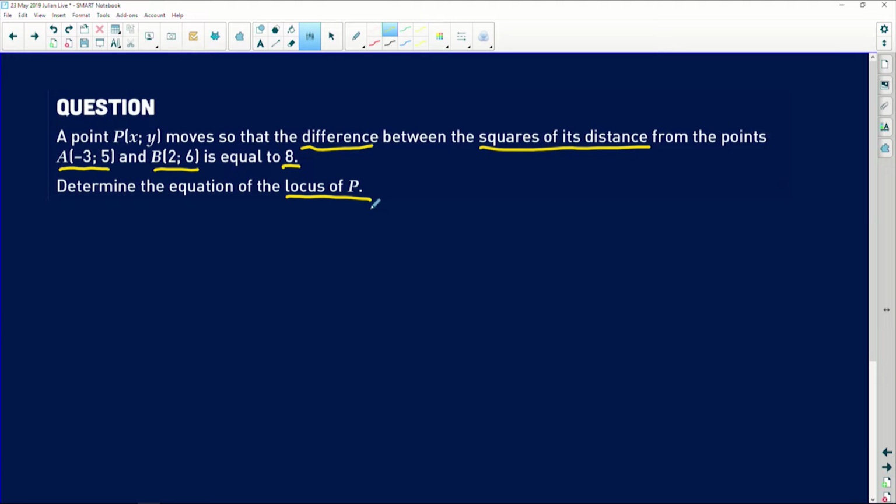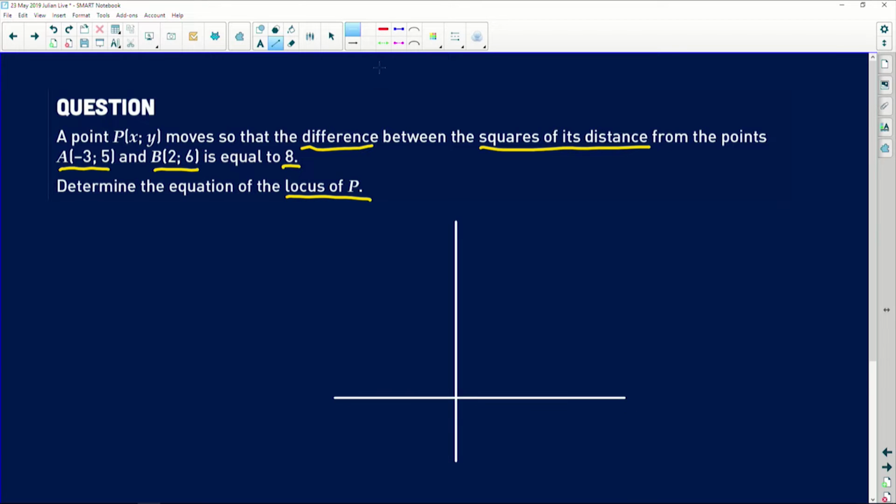Now, in our question, we've got 2 points, and we've got another point that moves, and the difference between the squares of the distances from those 2 points must equal 8. So let me show you how we're going to go about doing this. I'm going to start by drawing a diagram for us, just so you can have an idea of what it is we need to do.